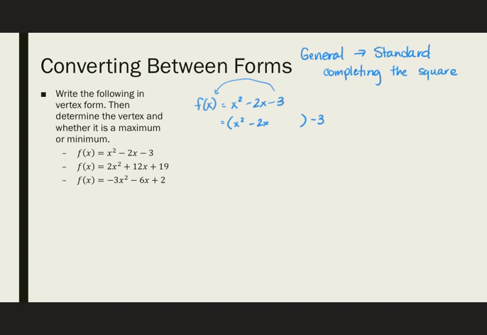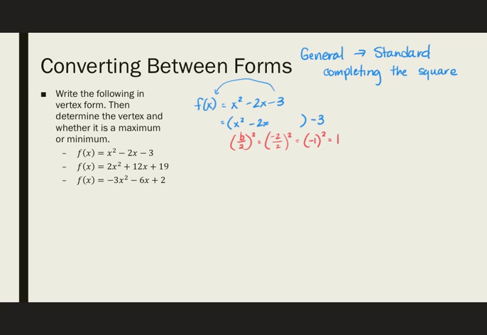Okay. Now we're going to complete the square. So completing the square, I take b over 2 and I square it. So I get negative 2 over 2 squared, which is going to be negative 1 squared or positive 1. And again, the last time we completed the square, we added that 1 to both sides.